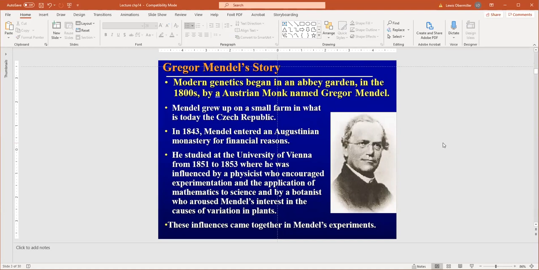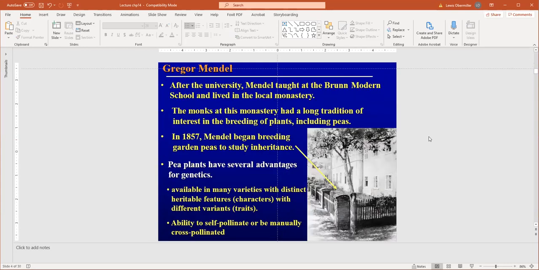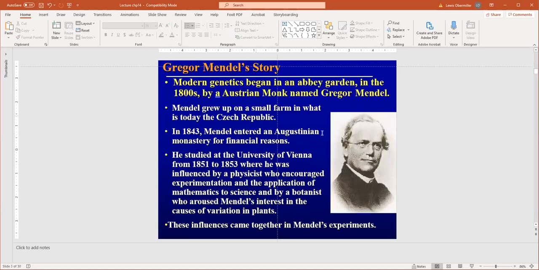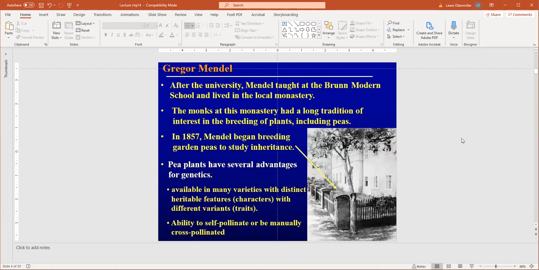So you don't need to know dates, but you need to know people. You should know who Gregor Mendel is. He's considered the father of genetics, so he's an important figure. I don't care if you know where he's from, or any of those things. It's just telling a story. You should know that he lived in a monastery, and that's where he grew his pea plants in the garden. And he did these breeding experiments.